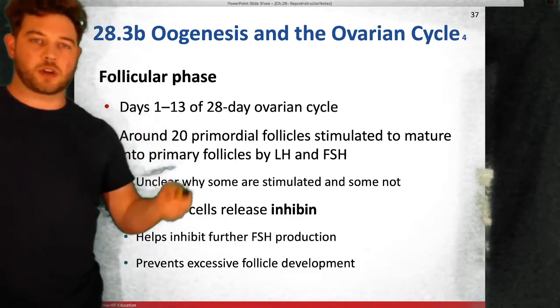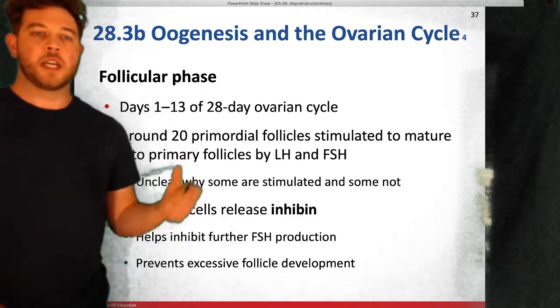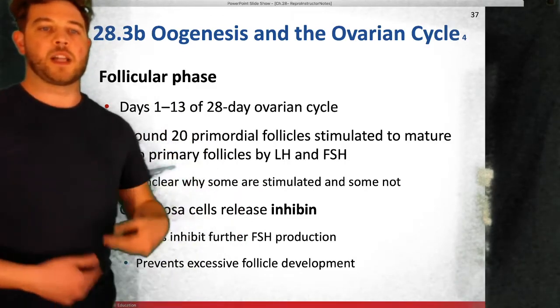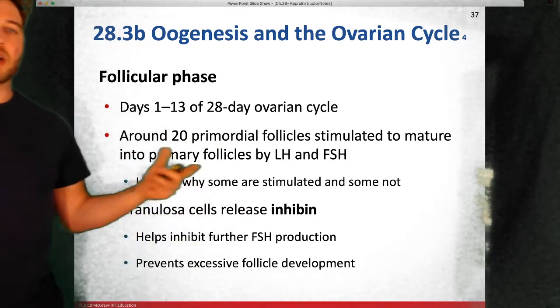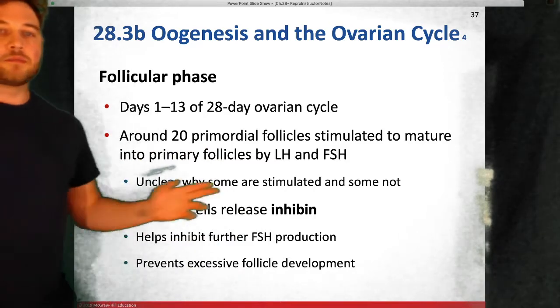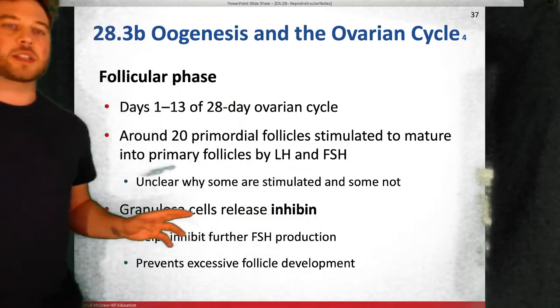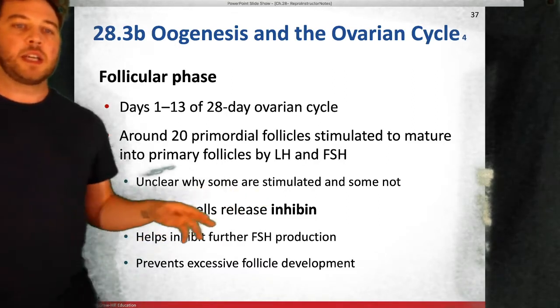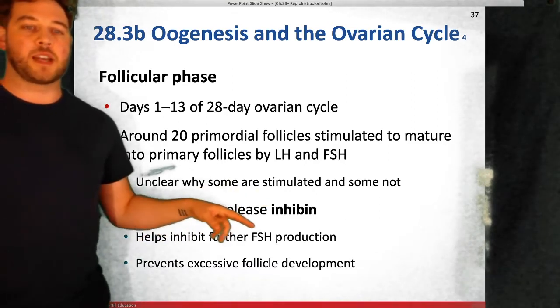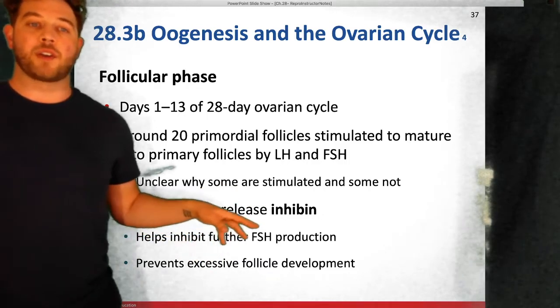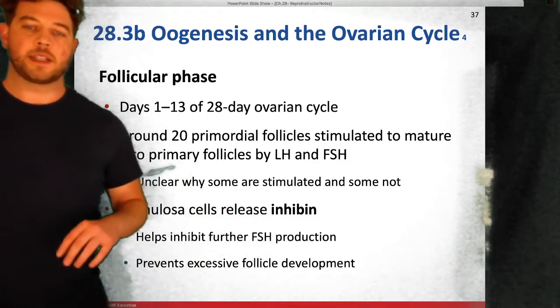So you start with 400,000 follicles. Just randomly, 20 of those are going to start to develop into primary follicles. No idea why. It's just 20 random ones get picked. The granulosa cells, as they develop, will release inhibin to prevent further FSH production, so you don't have excessive follicle development.